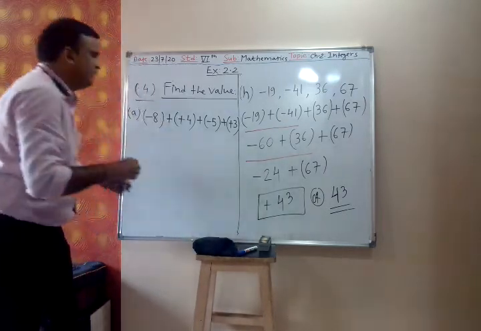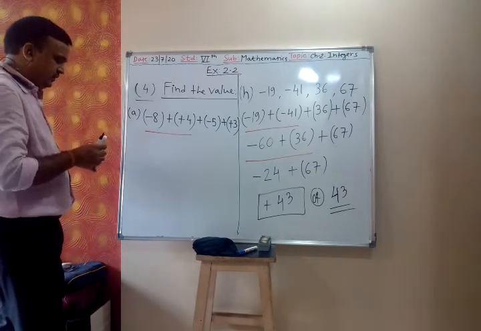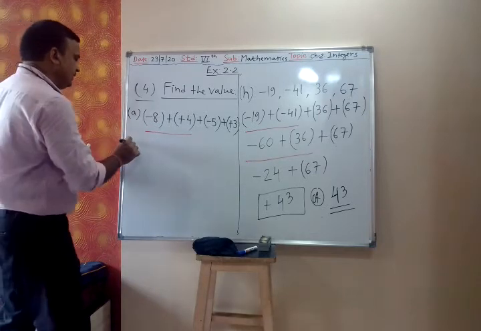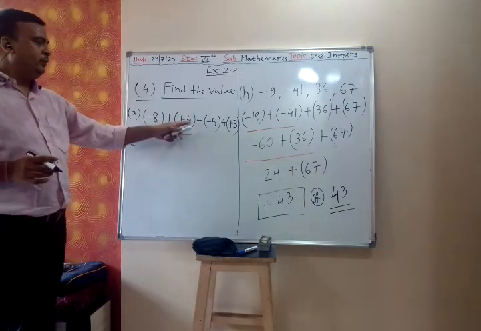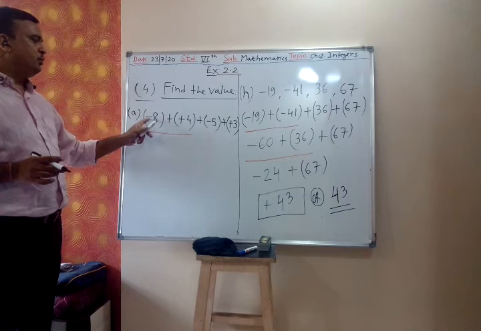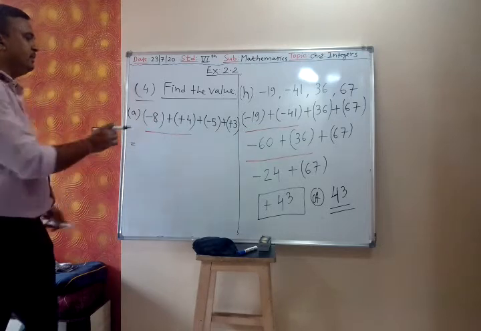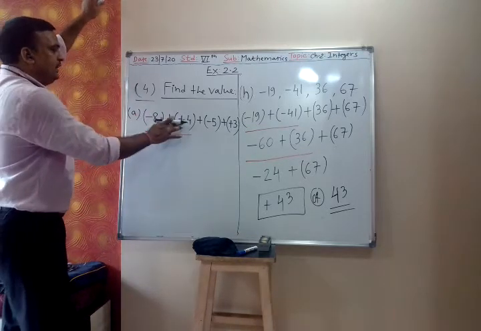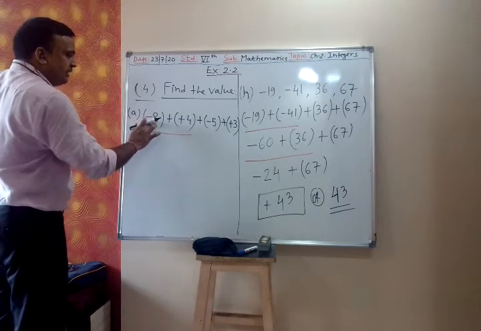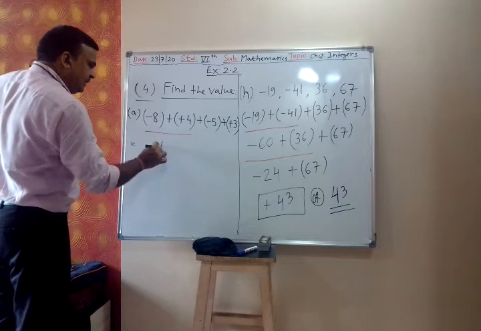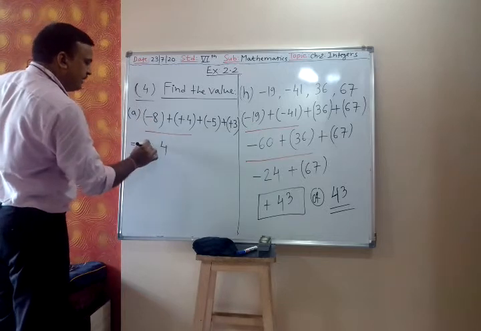Find the value means first we solve these two. Minus 8 plus 4. Now what is minus 8 plus 4? See here. What is the sign of 8? Minus. What is the sign of 4? Plus. So whenever they have opposite signs, you have to subtract the smaller number from the bigger number and take the sign of the bigger number. So minus and plus, underline. Minus and plus means opposite sign. So you have to subtract 8 minus 4. 8 minus 4 is 4. Which number is bigger? 8. What is the sign of that? Minus. So minus 4.